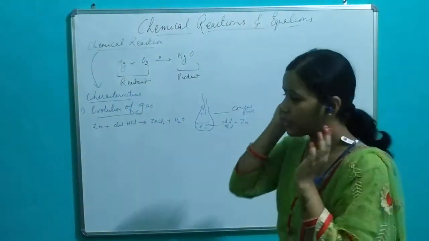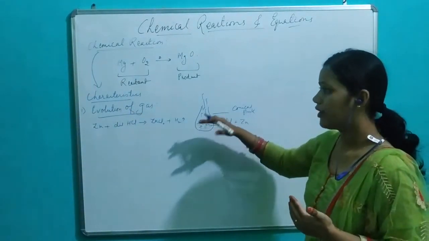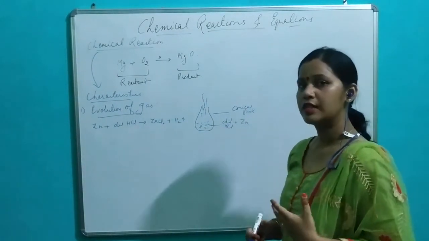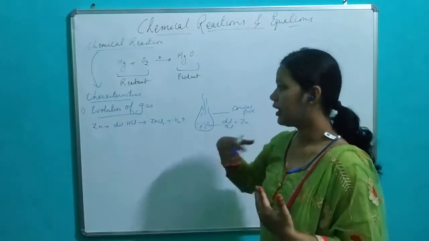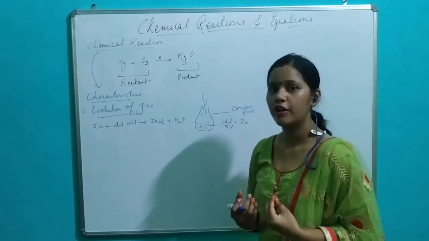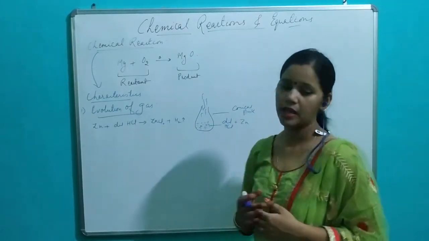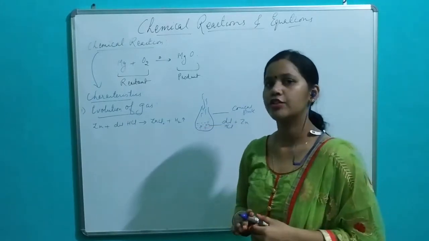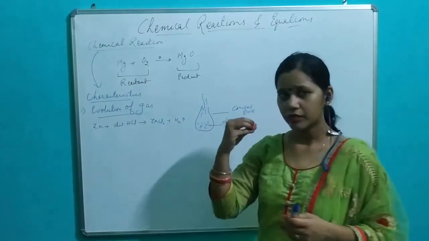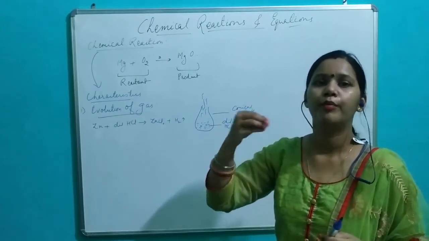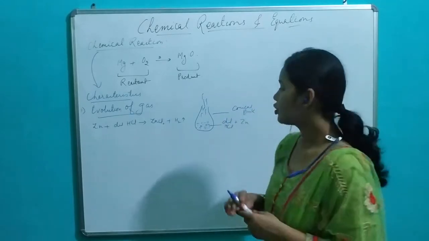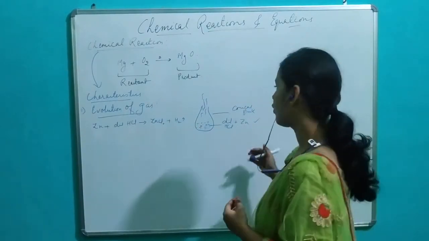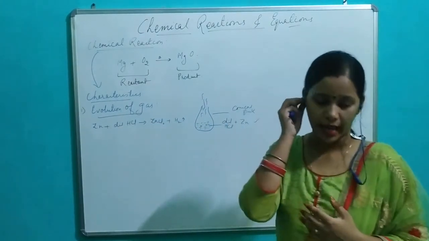Whenever a metal reacts with dilute HCl, it involves the evolution of gas. Here in this case, hydrogen gas is evolved, and the presence of hydrogen can be confirmed when you burn it. It will burn with a pop sound. So this is how a reaction takes place. Sometimes it involves the evolution of a gas.